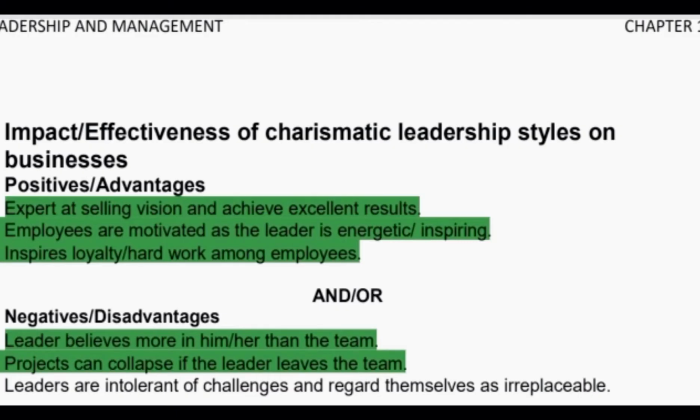Number 3, inspires loyalty and hard work among employees. It inspires loyalty and hard work among the employees.